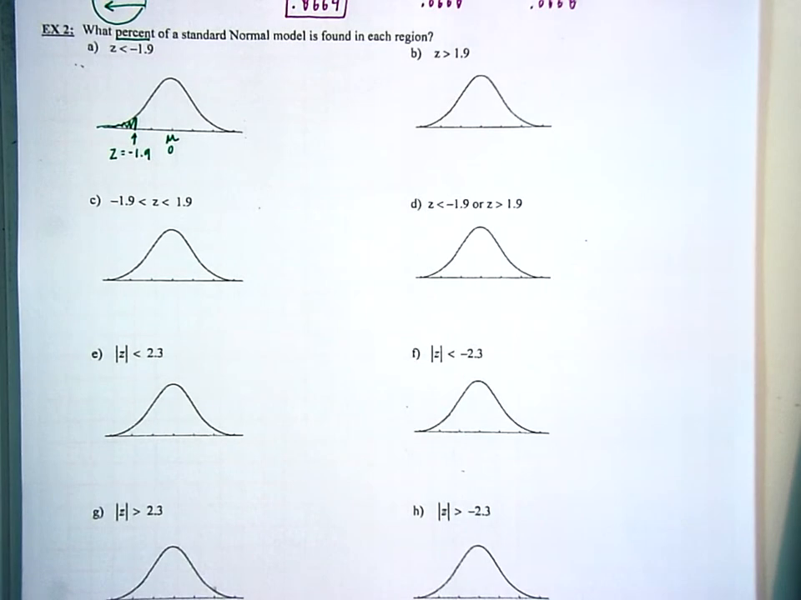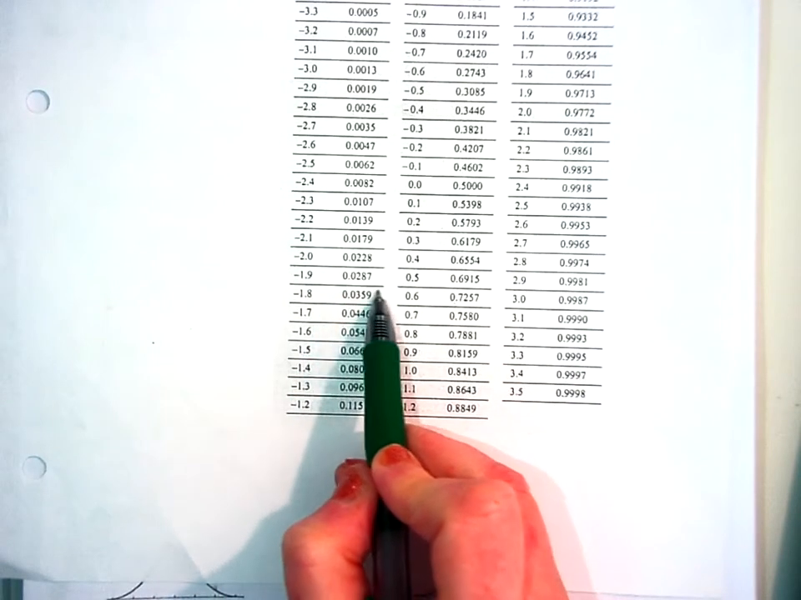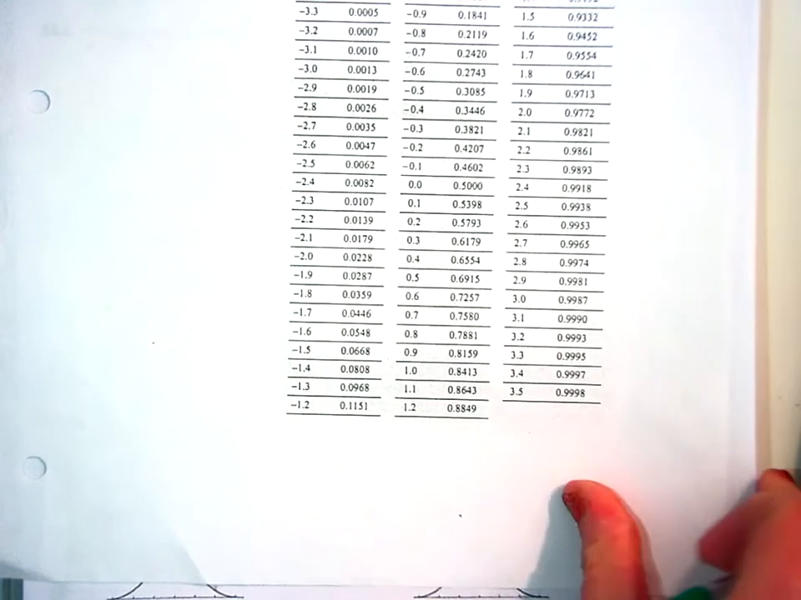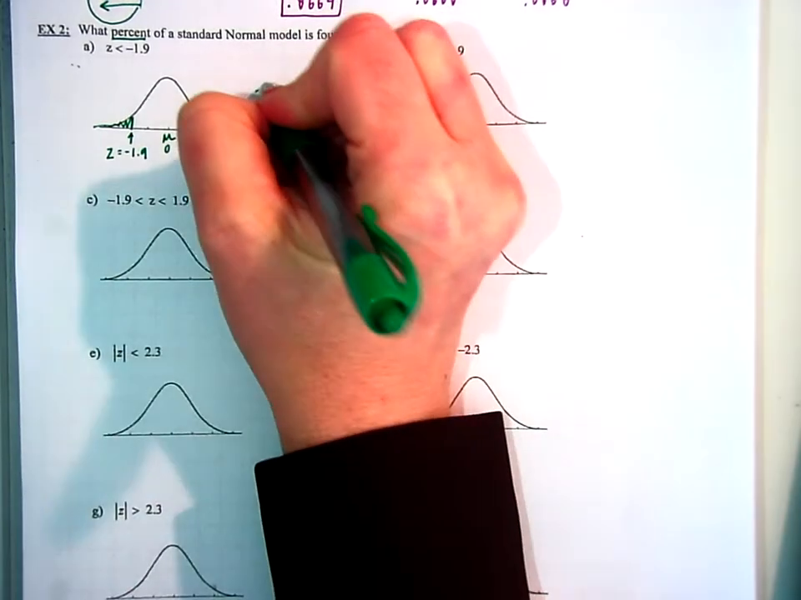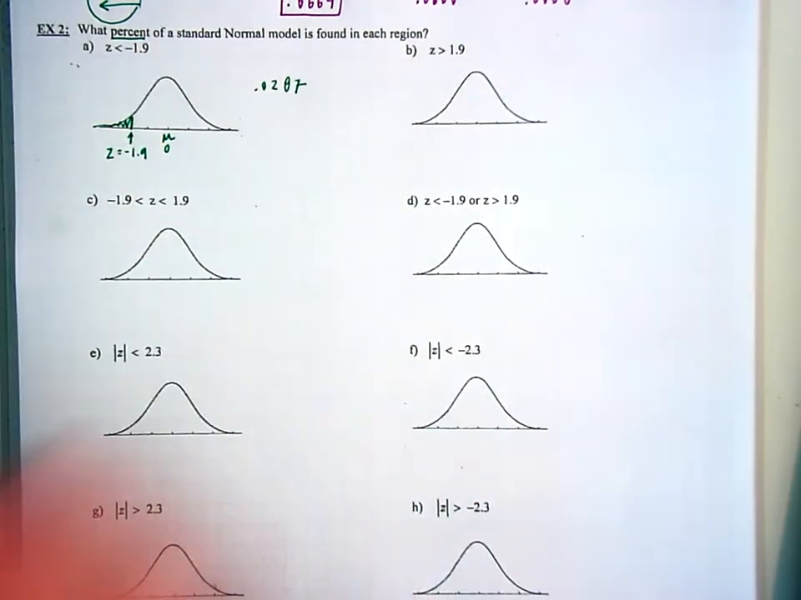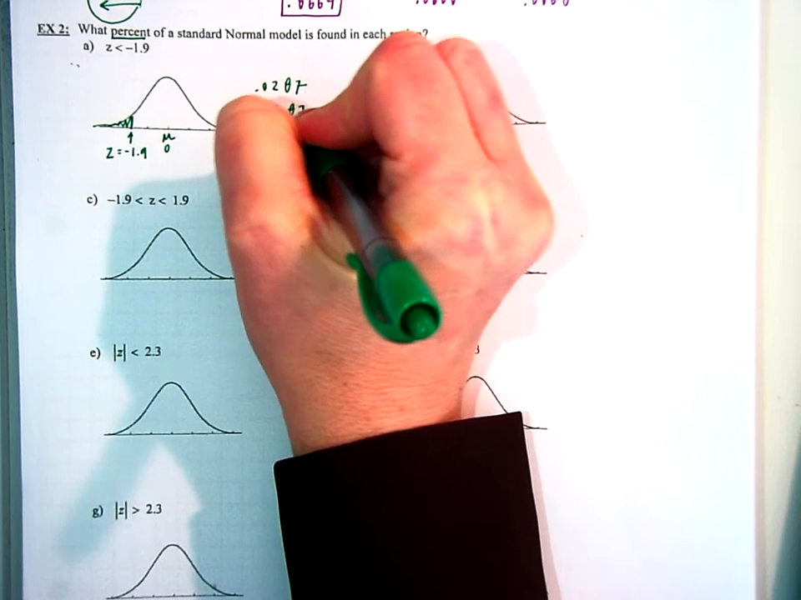This is our easiest variation because we can go straight to our z-score chart, look up that negative 1.9, and here is the area, the proportion that falls below. So 0.0287. But we're asked what percent falls in this region. So we'd say 2.87%.